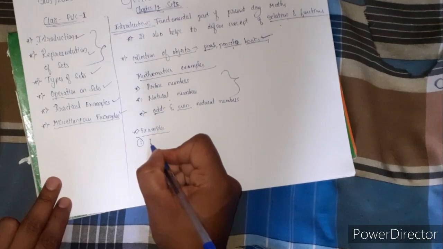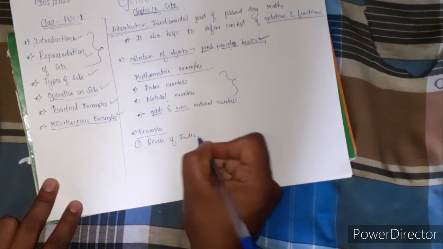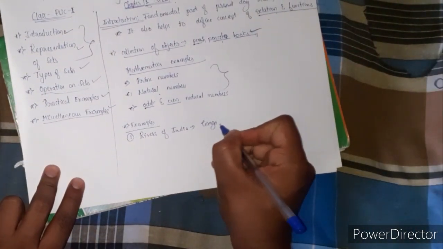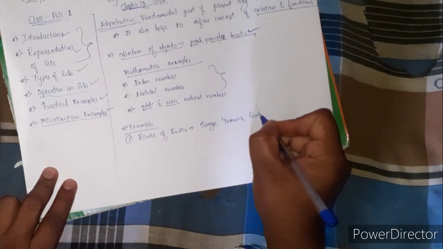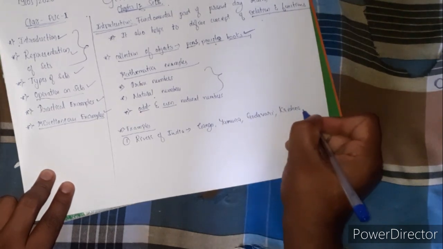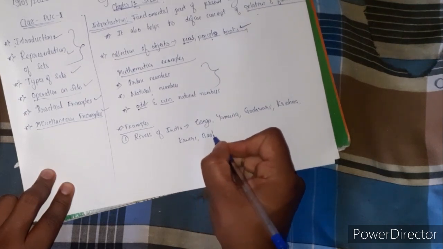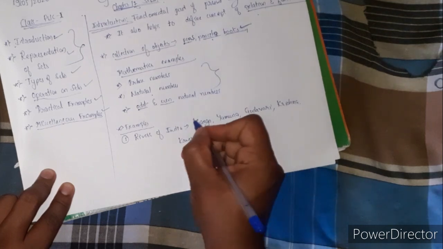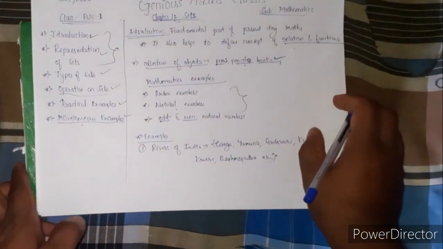The first one is rivers of India. What are the rivers of India? Ganga, Yamuna, Godavari, Krishna, Kaveri, Brahmaputra, etc. These are some examples of rivers of India, right?